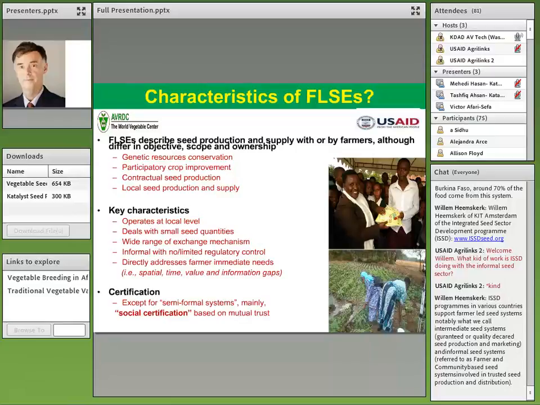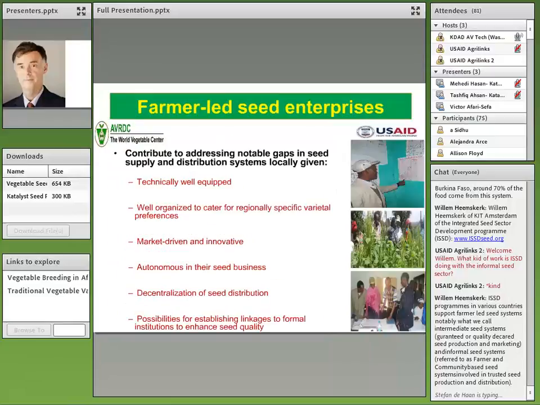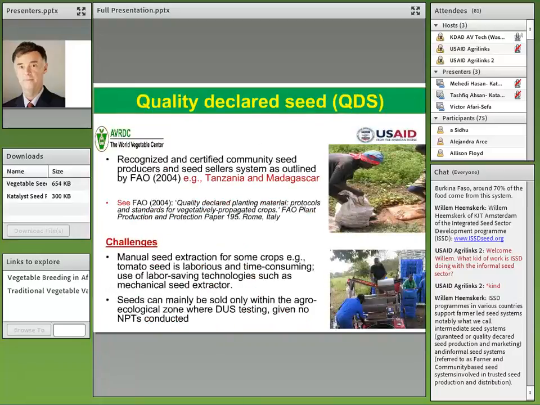And then, of course, things like information gaps and the value of the seeds are best interpreted by the farmers in this context. Now, certification is a key issue because in most of these, seeds are not actually certified, and certification is just based on mutual trust, or what we call social certification. So critically, what we realize is that most of these are technically equipped. They are market-driven, because in most cases it's demand-driven. And the seed business is quite autonomous. The farmers may have their own rights to go about their issues. And it is much more decentralized.